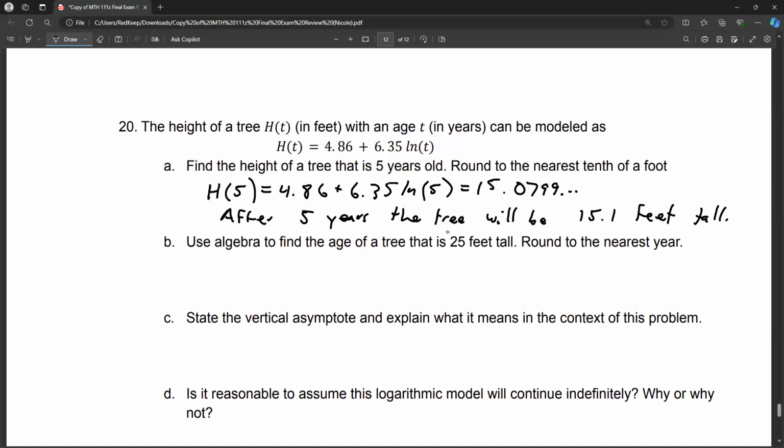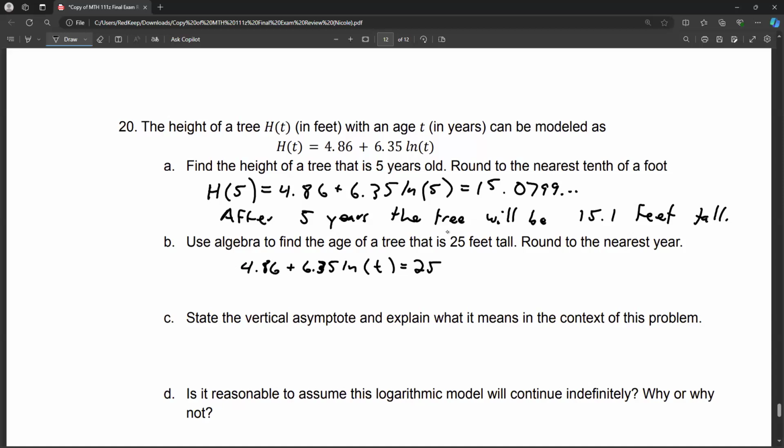Okay, in part B, they're asking us to use algebra to find the age of a tree that is 25 feet tall. And so noting that our function h of t gives us the height after t years, we're going to go ahead and write down what the h of t function is equal to. It's supposed to be a 3 natural log, and the t value is the thing we want to find. And we're going to set this equal to 25.